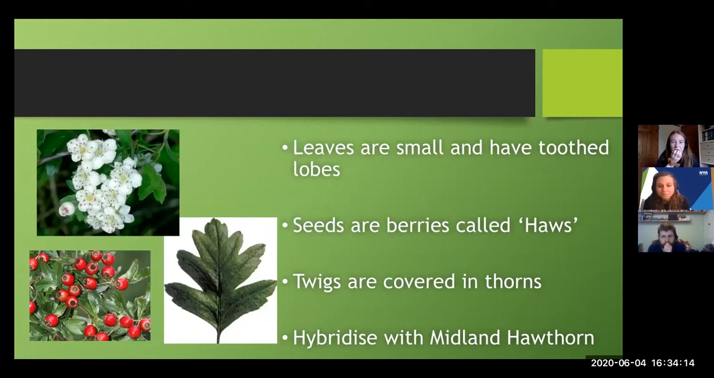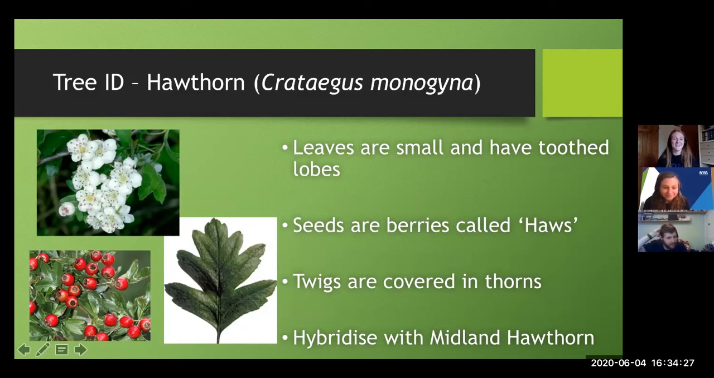I did mention it before. There's a clue here where I say seeds are called... Hawthorn? Yeah, so it's got haws and it's thorny, so it's hawthorn. So the leaves of the hawthorn are actually really quite small. They're about this big. Again, quite lobed, but also toothed, which you can kind of see. But yeah, they're quite distinctive. They've got berries called haws, with a W.